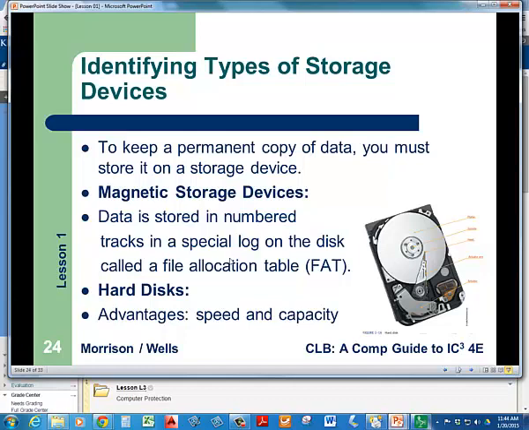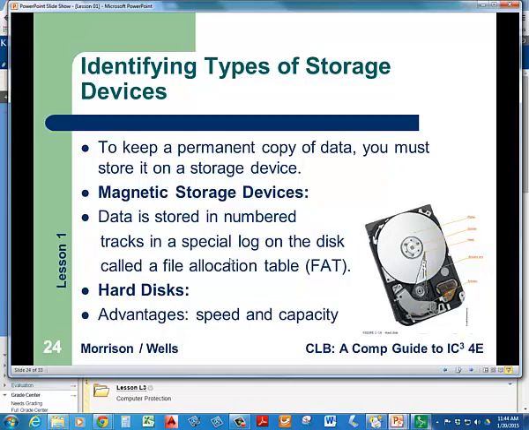And then they come out with the smaller ones. Okay, 3.5 inch. And inside of it is a piece of acetate. That's the floppy disk. That's what the data would be stored on.